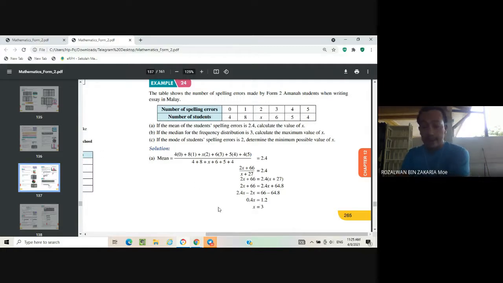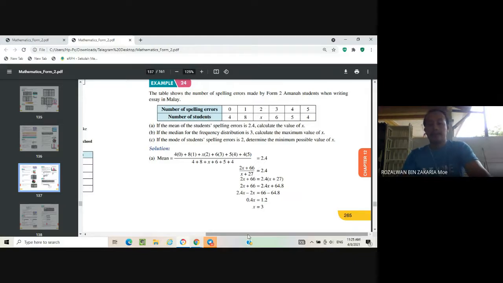To find x, the 0.4 we bring to the right side. Remember the operation is multiplication; when you bring it to the right side, it becomes division. So x equals 1.2 divided by 0.4, and you will get x equal to 3. So the answer for A is 3.